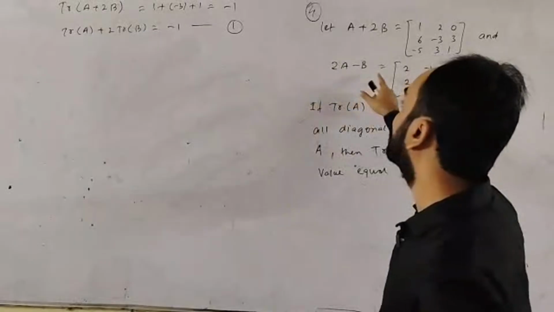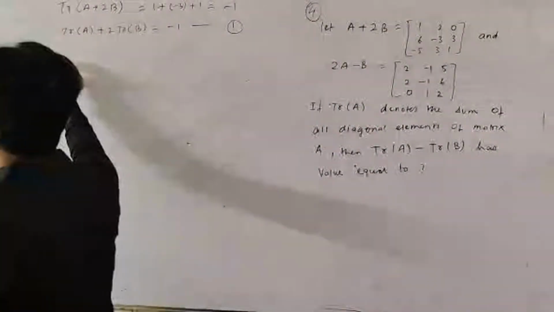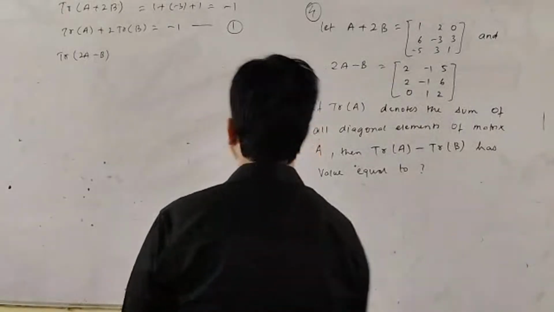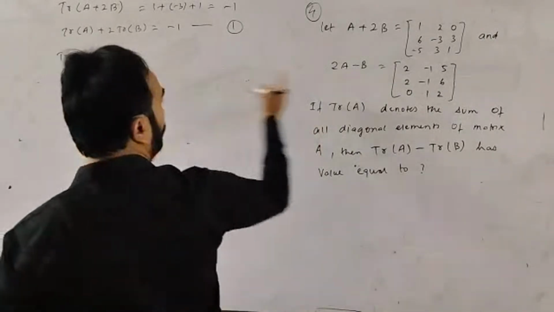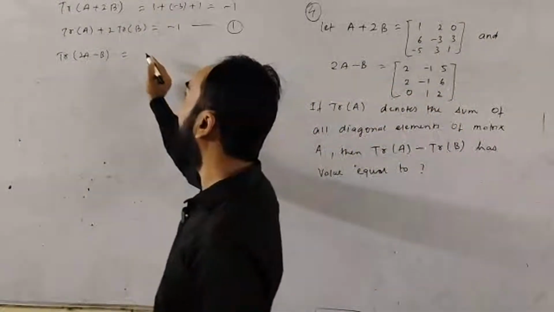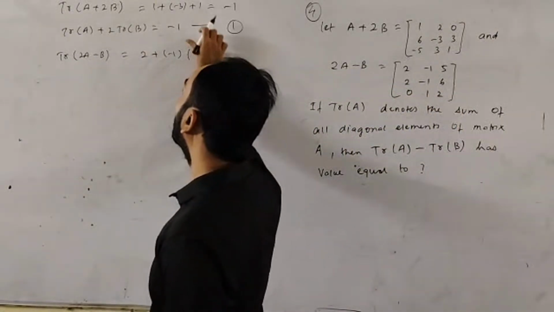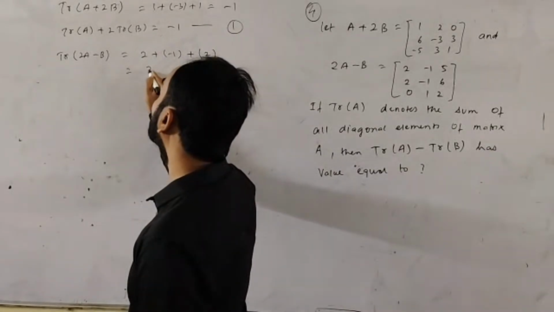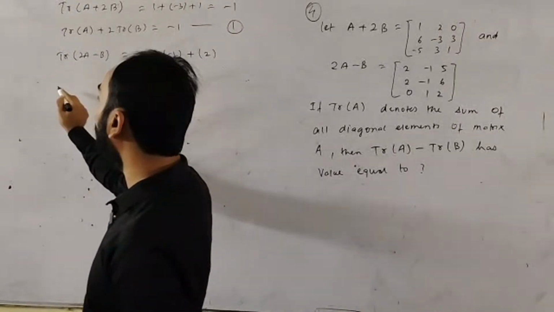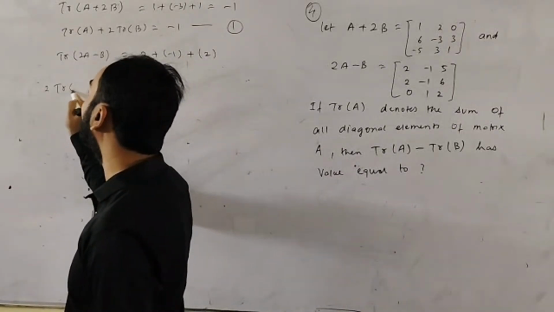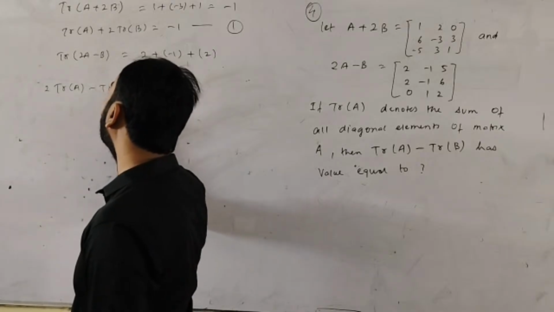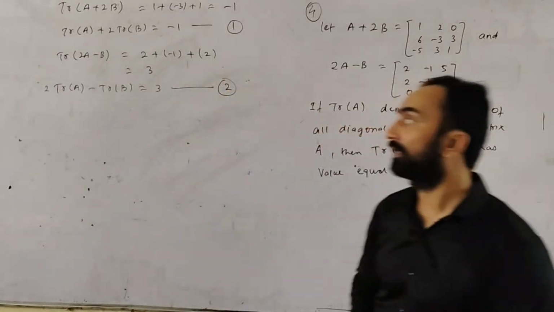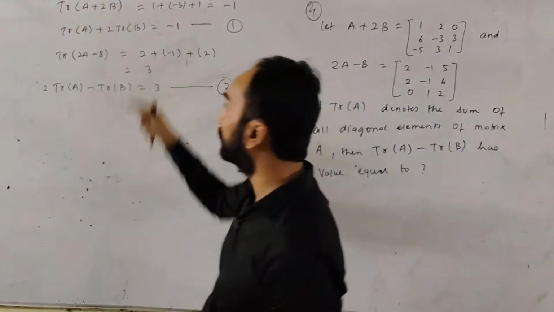Then we'll solve this. How to write trace of 2A minus B? Trace of 2A minus B is what? We can write it as how much? 2 minus 1 and 2. So we can write 2 plus minus 1 plus how much it is? 2. So this will become 4 minus 1, that is 3. Now this, again we will utilize the property. We can write it as 2 times trace of A minus trace of B is equal to how much? 3. And let it be equation number 2, correct? These are the equations. Now we'll solve equations first and second.